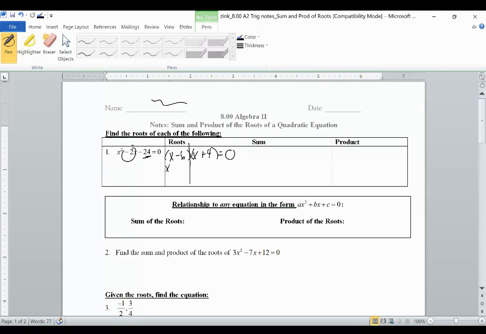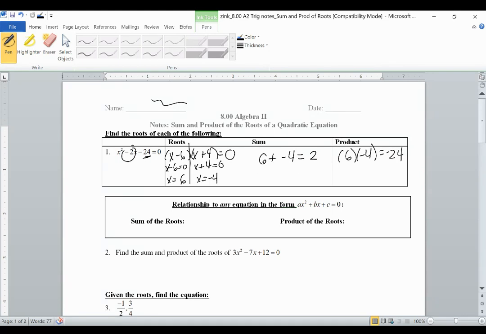If I set each of these equal to 0, remember you have to show this step of actually setting each factor equal to 0. We get negative 4 and we get positive 6. So we're going to add those two together, 6 plus negative 4. 6 minus 4 is 2. And we're going to multiply them together. 6 times negative 4 gives us negative 24.